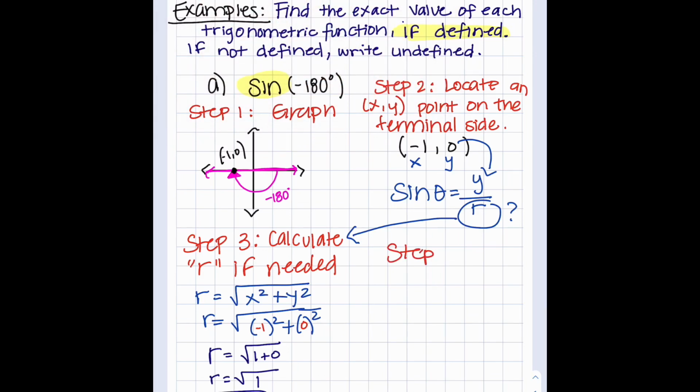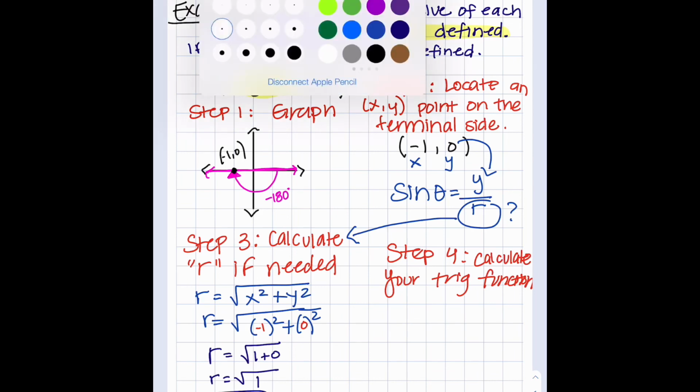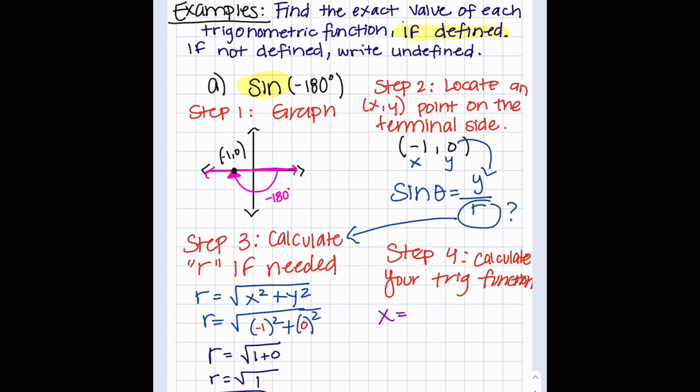So step 4. Finalize your answer. Calculate your trig function. All right, I just like to list everybody out here. X is equal to -1, y is equal to 0, and r is equal to 1. Do I need to use all these three? No, because sine of theta, well, not theta, we have a degree measurement, that's -180. So sine of -180 degrees is equal to y over r. My y is 0, my r is 1. Simplify. So what's 0 divided by 1? Well, that's 0. So this is my final answer.